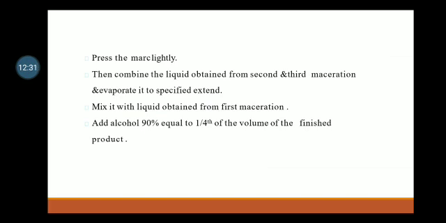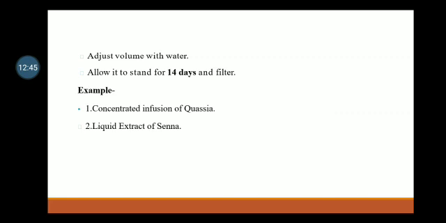Press the marc lightly, then combine the liquids obtained from the second and third maceration and evaporate to the specified extent. Then mix it with the liquid obtained from the first maceration. After that, add alcohol 90% equal to 1/4 of the volume of the finished product. Then adjust the volume with water. Allow it to stand for 14 days and filter. Example: concentrated infusion of cassia and liquid extract of senna.